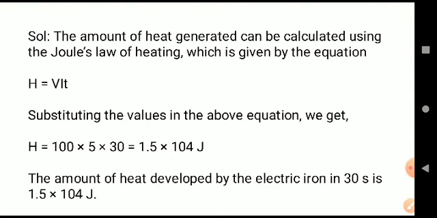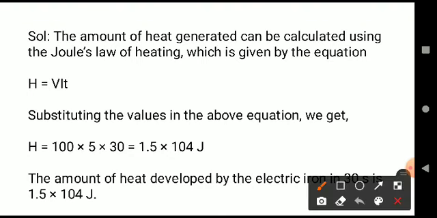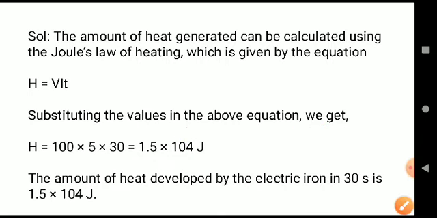So in place of V, we substitute 100, I as 5 ampere, T is 30, and we get the value of heat as 1.5 into 10 raised to 4 joule. This can also be written as, we know that 1000 joule is equal to 1 kilojoule. So 1.5 into 10 raised to 4 joule is equal to 15 kilojoule. So the answer to this question is 15 kilojoule. So in 30 seconds, 15 kilojoule of heat is produced in the electric iron.